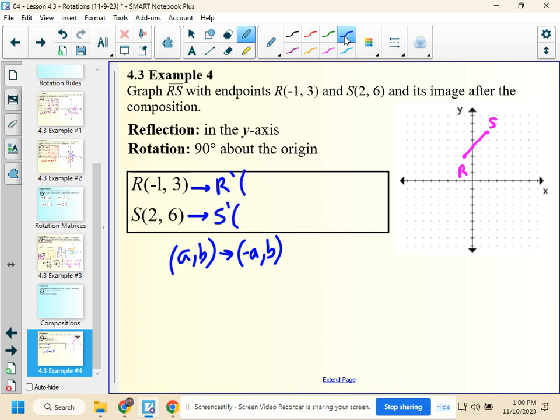Okay, so again, that's coming from my notes. That's where that rule came from, the previous lesson on reflections. The interpretation is just switch the sign on the first number, on your x coordinate. So this becomes 1, this becomes -2, and then leave your y coordinates alone. So that should be 3, and that should stay 6.